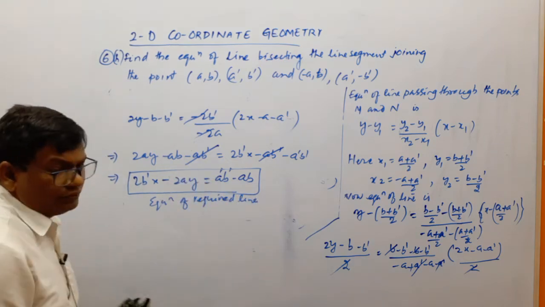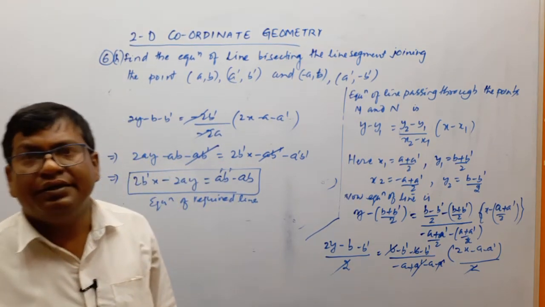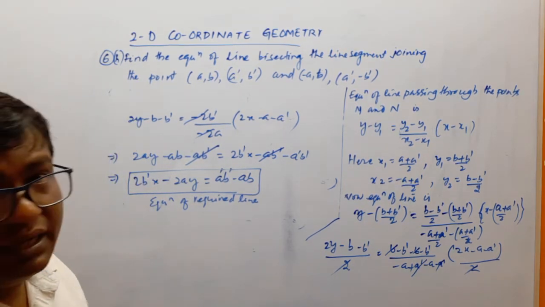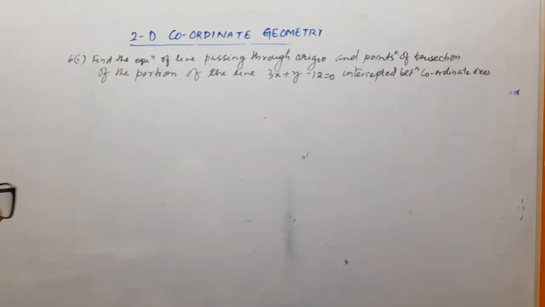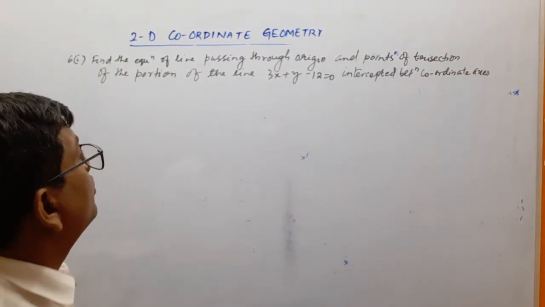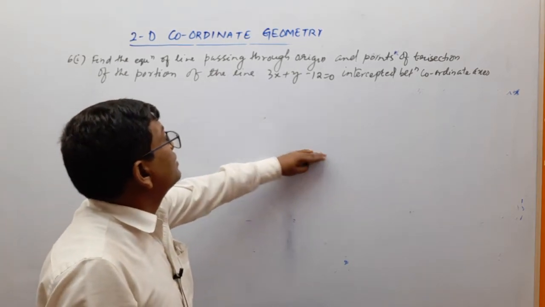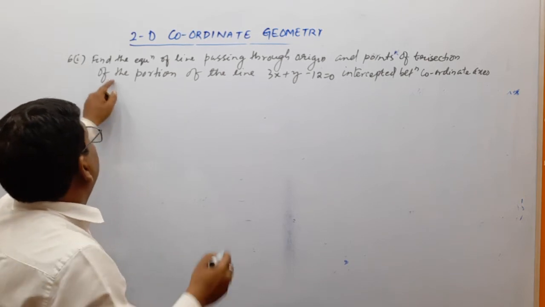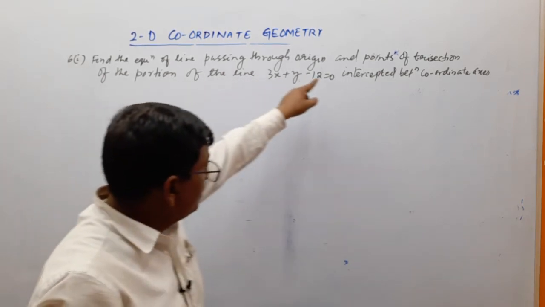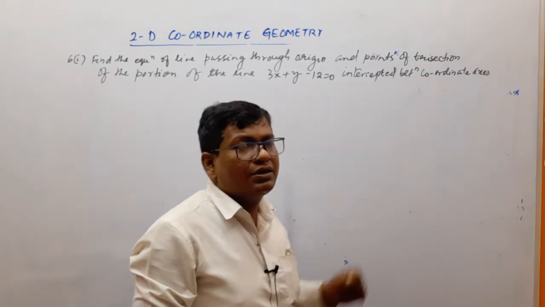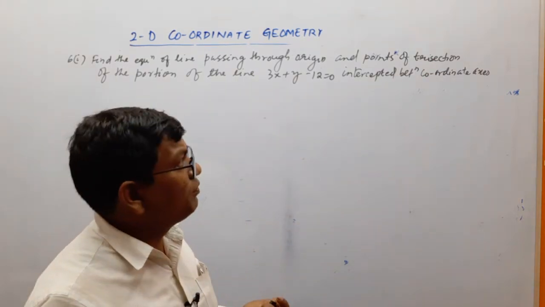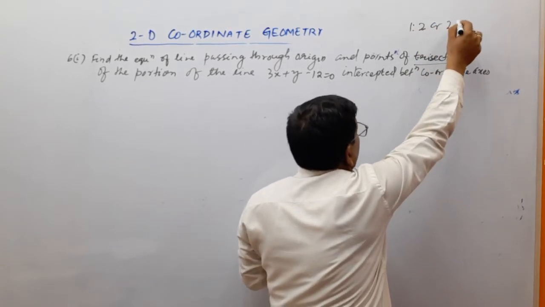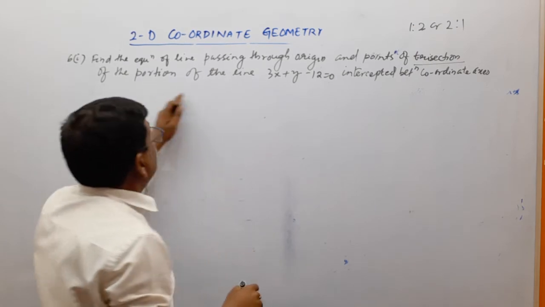Now another question, question number 6. Find the equation of line passing through origin and the points of trisection of the portion of the line. Points of trisection means the ratio will be either 1:2 or 2:1 of the portion of the line.